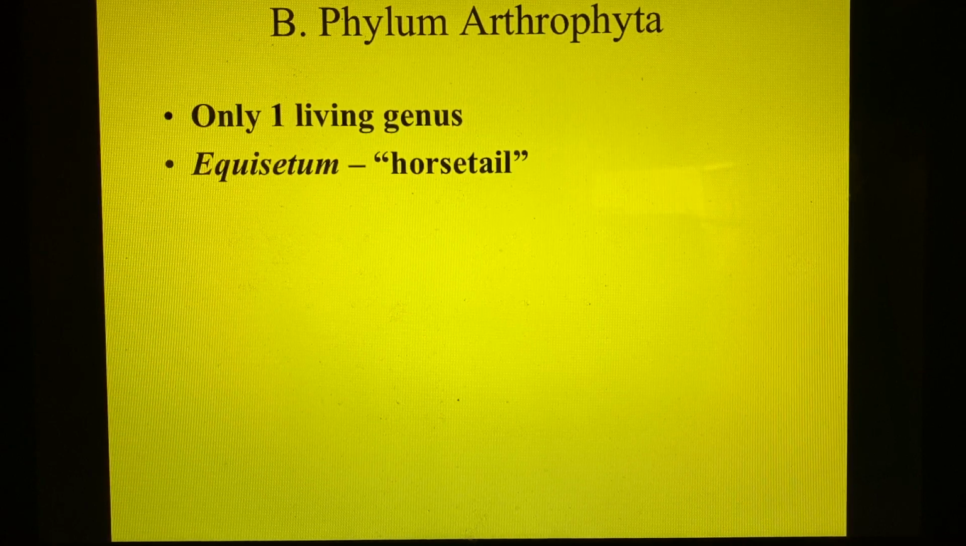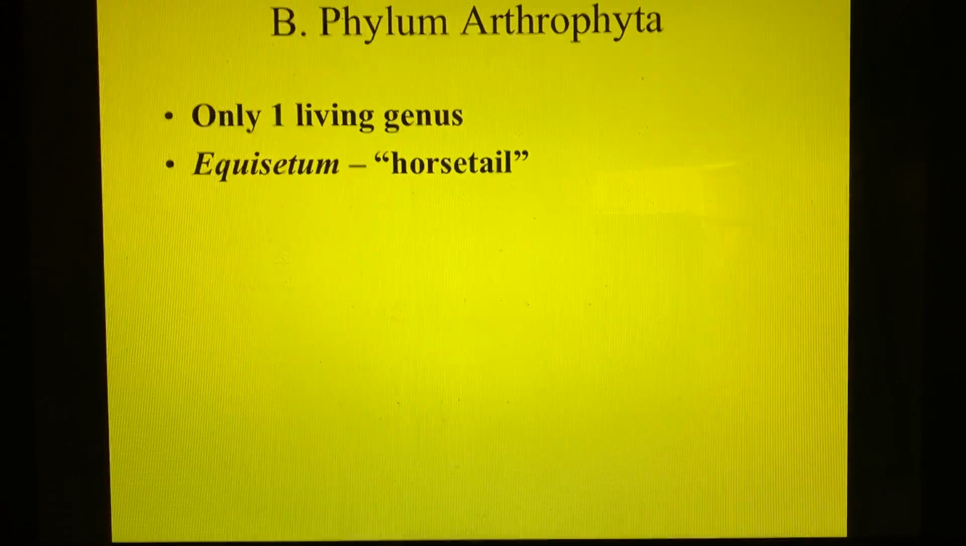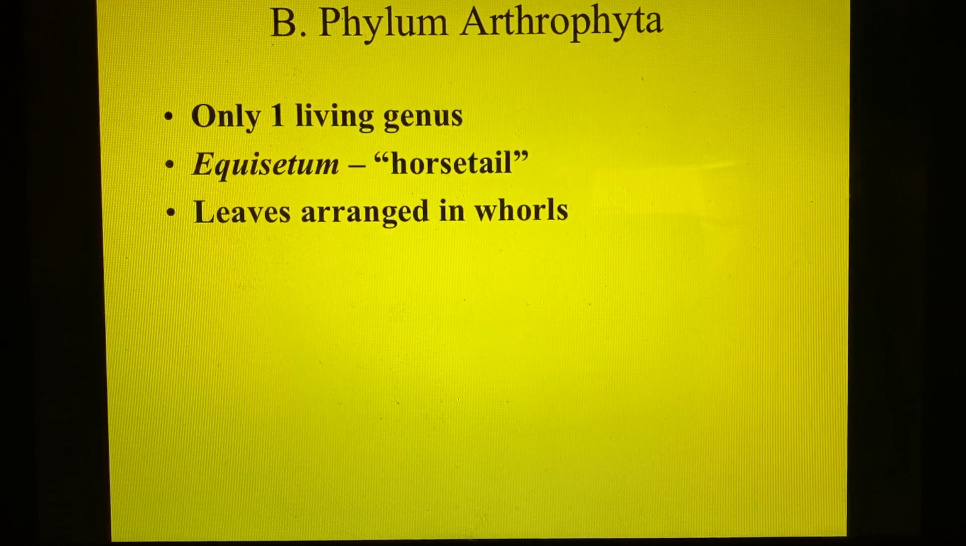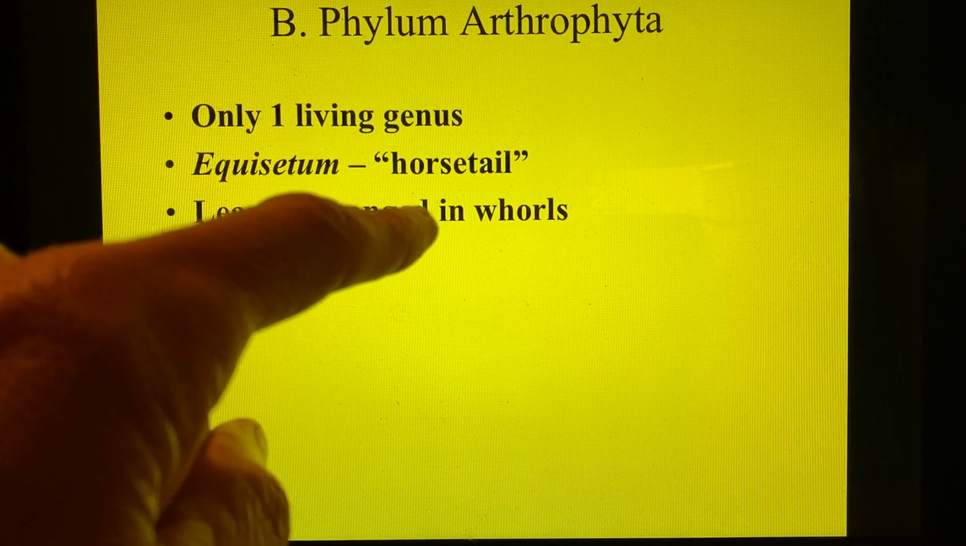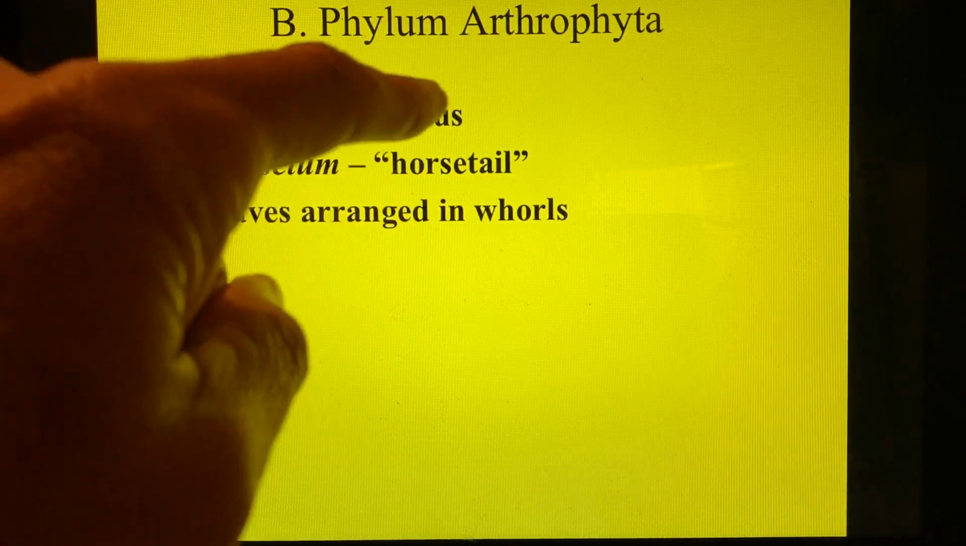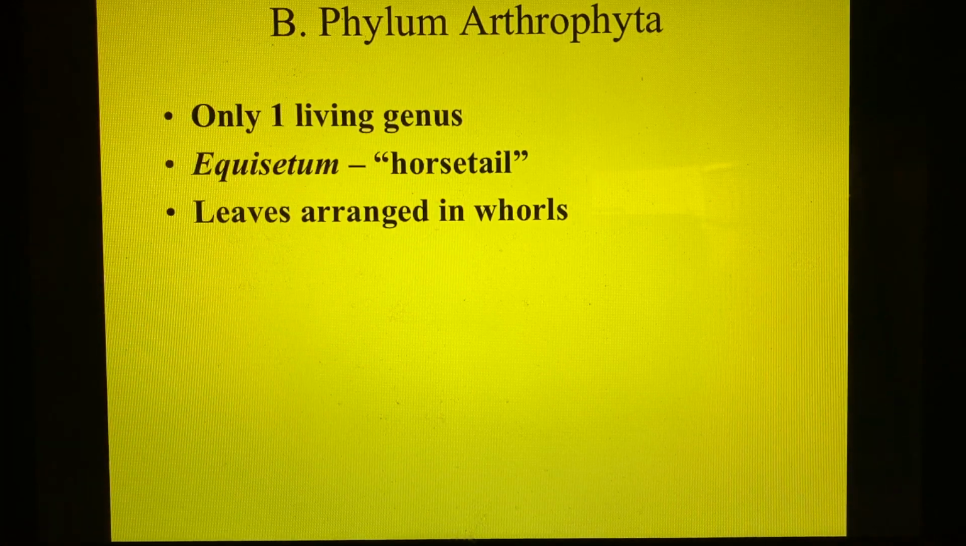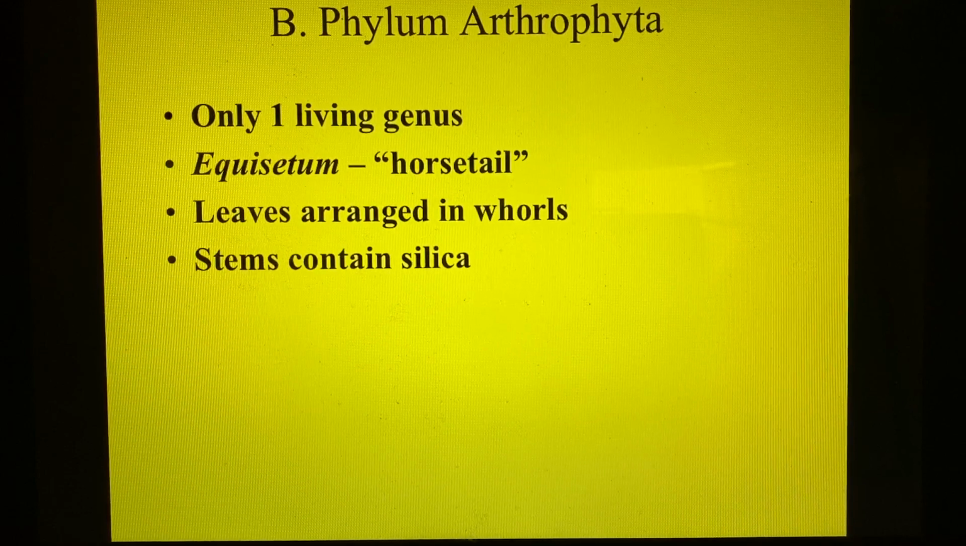When you see this picture, I'm telling you, if you've been anywhere other than your basement playing Fortnite, you've seen this plant. The leaves are arranged in a whorl. I'll show you what that means when the picture comes up. But what you have is the leaves are on the stem in a circle, and then you go up, and there's another circle of leaves, and you go up, and there's another circle. It doesn't look like leaves that you would traditionally see. And again, I'll show you that. Whorl means around in a circle. Stems, this is just a fun fact, contain silica.